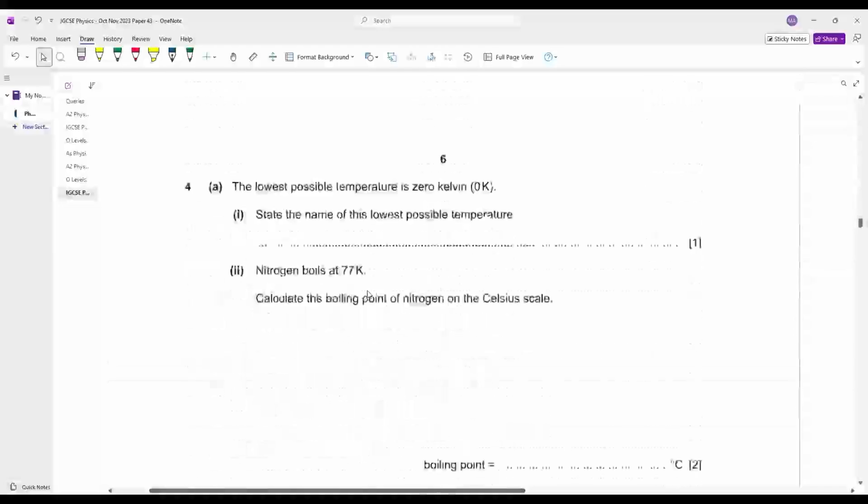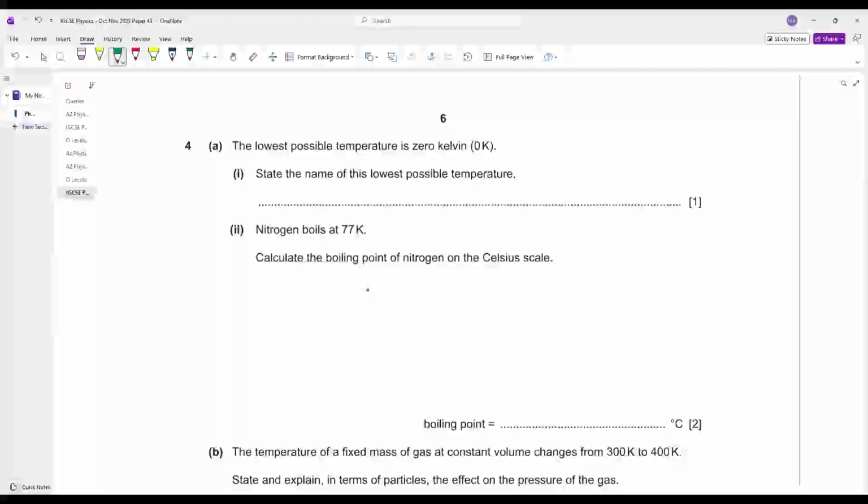Let's move ahead. The lowest possible temperature is 0 Kelvin. State the name of this lowest possible temperature. Absolute zero. Nitrogen boils at 77 Kelvin. Calculate the boiling point of nitrogen on the Celsius scale. How will you calculate that? How will you find the boiling point of nitrogen on the Celsius scale? How will you do that?